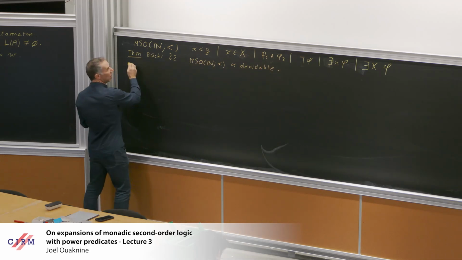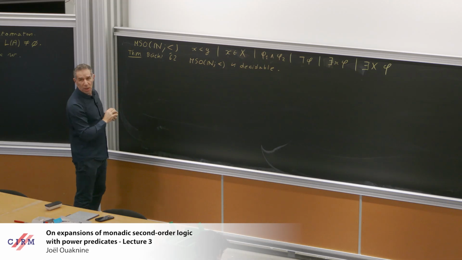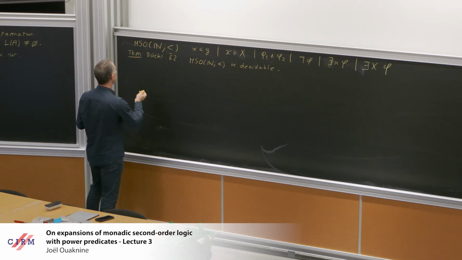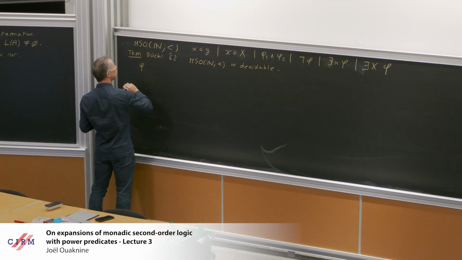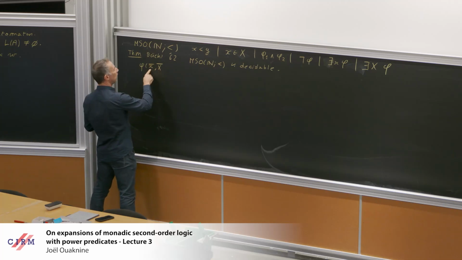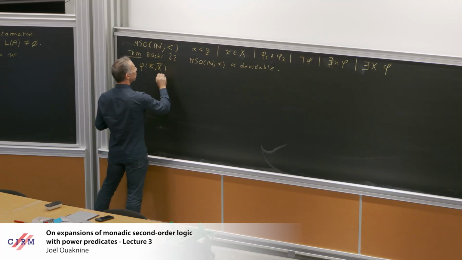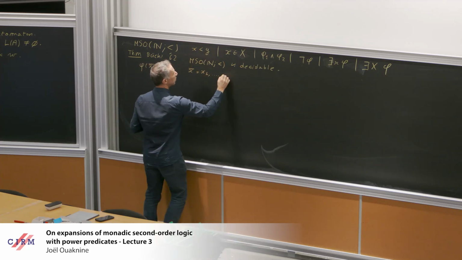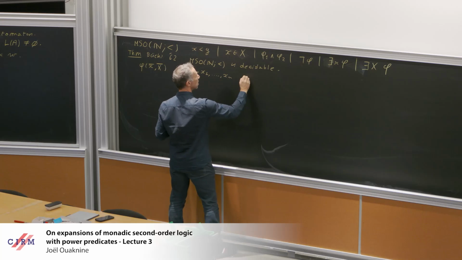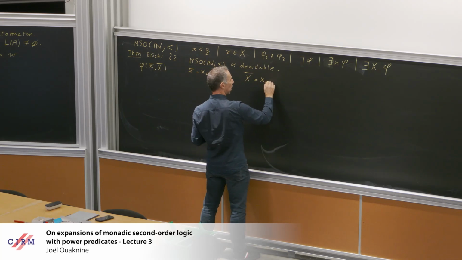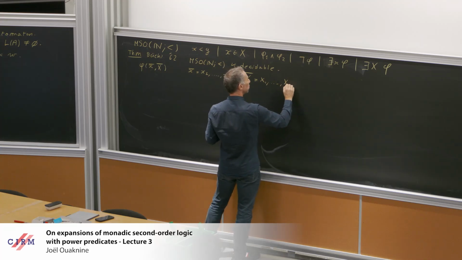Okay, so I'm going to prove this by structural induction. What I'm going to do is say, imagine you have a formula with free variables, the little x and big X. Here, little x is simply a vector of variables x1 up to xn, and big X bar is a vector of variables X1 up to Xm.